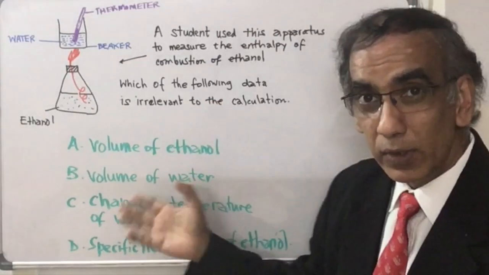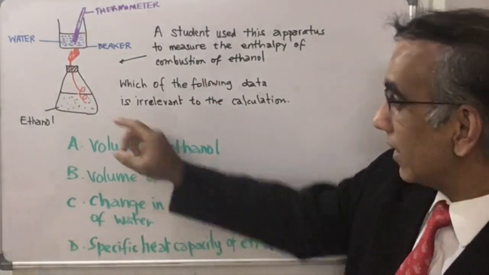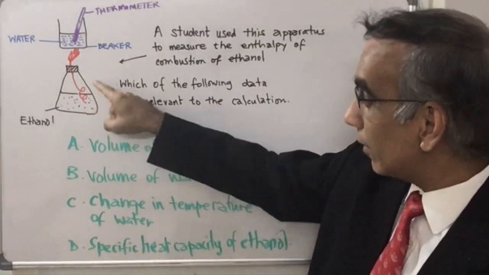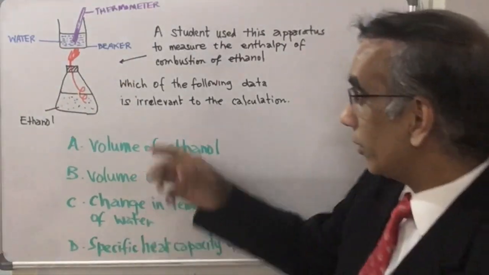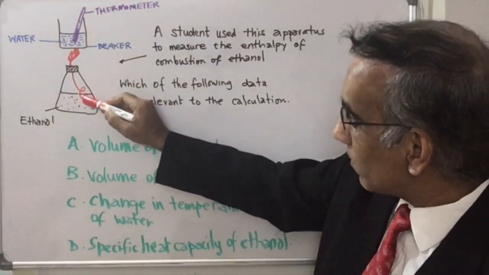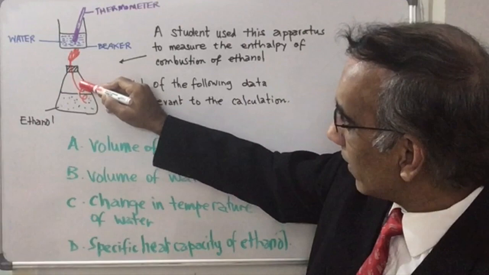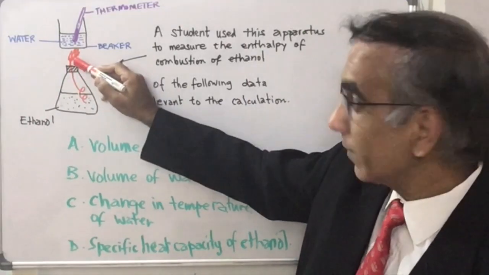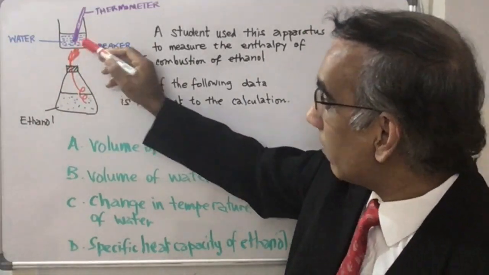So what do you want to do in this experiment? The purpose is to find the enthalpy of combustion of ethanol. And what you have is ethanol being taken up here by this wick. It's set on fire and it's being used to heat up water.